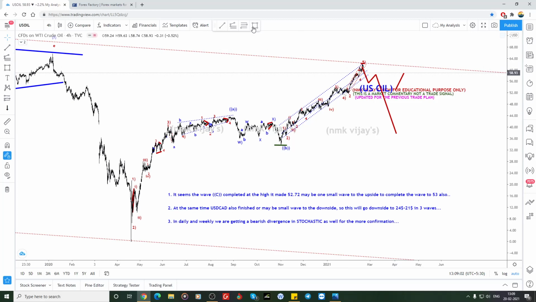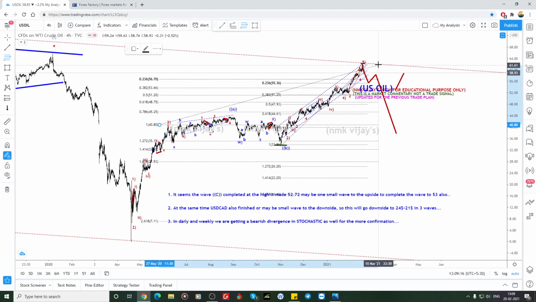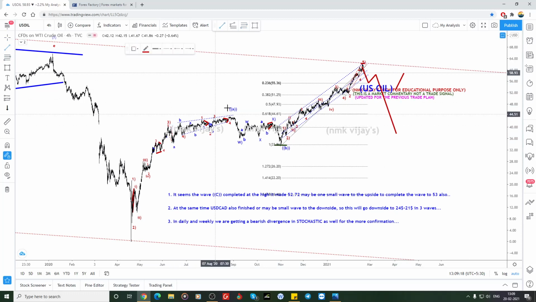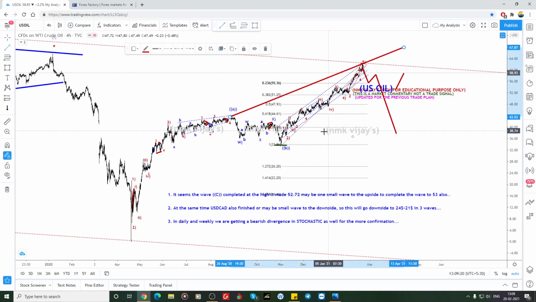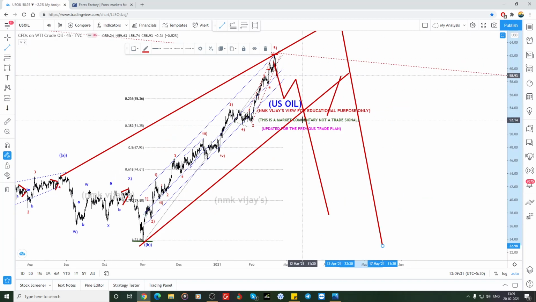It could make only that 23.6, 55, and again it can shoot, or sometimes it can go to 38.2 and then shoot. So if it is 1, 2, 3 and 4, 5, it could be a leading diagonal from here. 1, 2, 3, 4 and 5. After that it can come to the downside. So this is also possible.